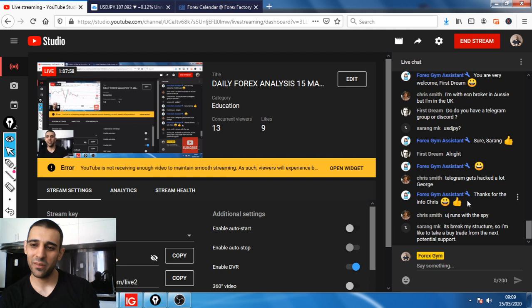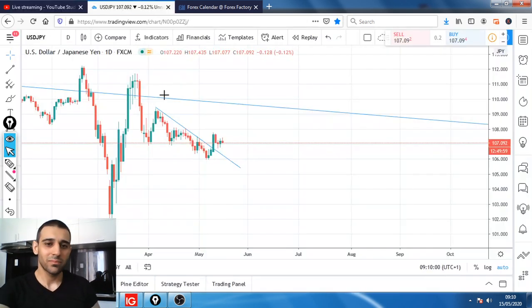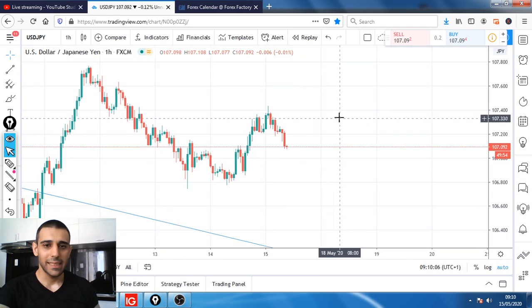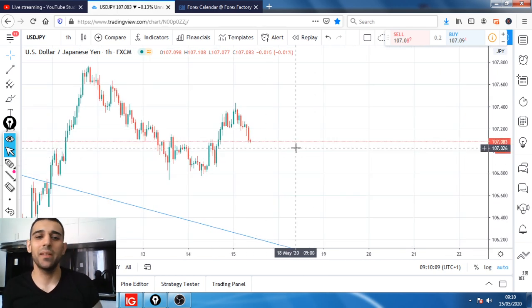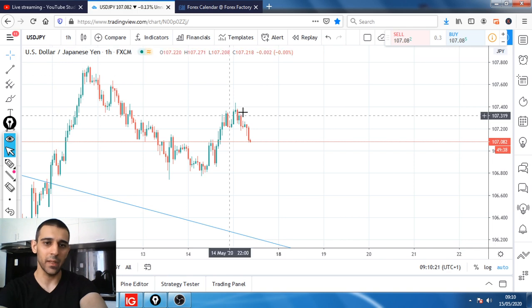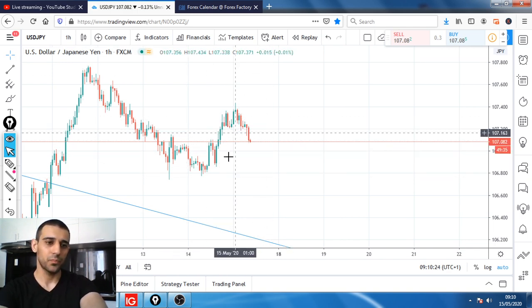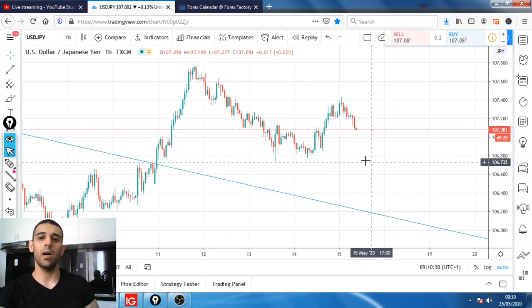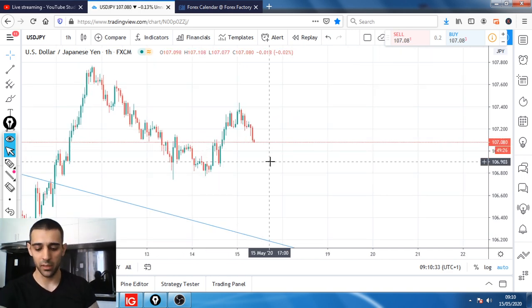Sarang is asking, it's a break of my structure, so I would like to take a buy trade from the next potential support. Yeah, personally, that's just my opinion. I would wait a bit before I take the long trade. When I took the long trade on this one, it was looking good at that time, but it did mess it up. So I would personally wait. But of course, that's your call, not mine. I can only advise and suggest what I think and what my opinion is on that.